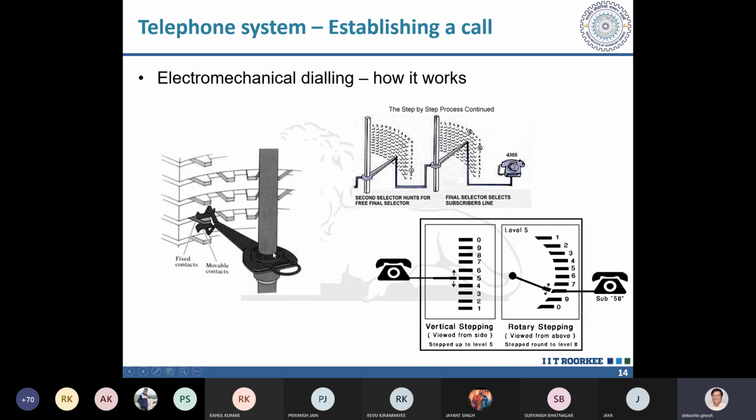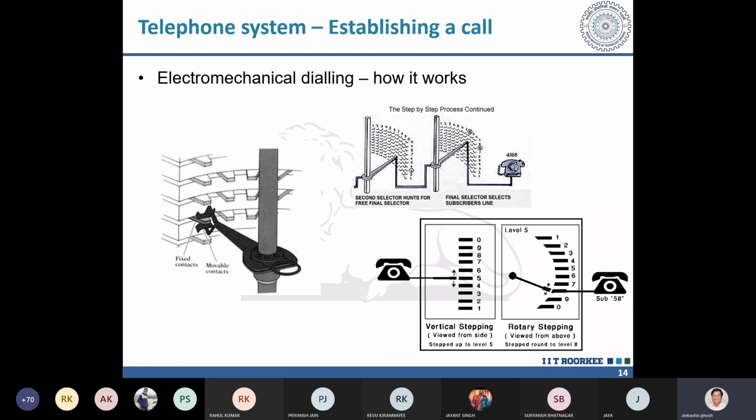in every stage I have 10 layers like this. In every layer, again, you can see in this picture, I have 10 layers like this, 1, 2, 3, 4, 5, 6, up to 0. The vertical shaft will move to any of these 10 layers. So if I have dialed 5, then this vertical shaft will move to level number 5.